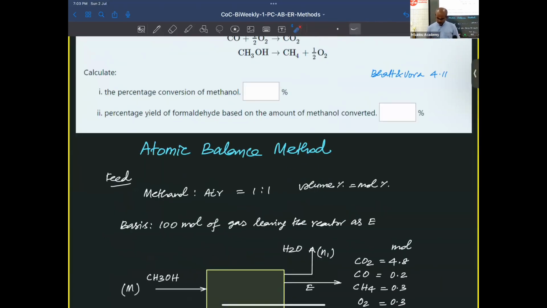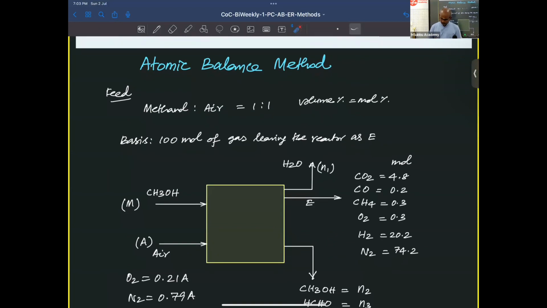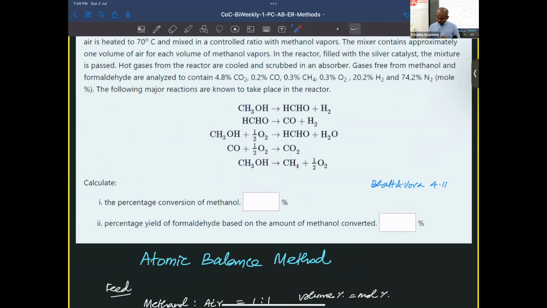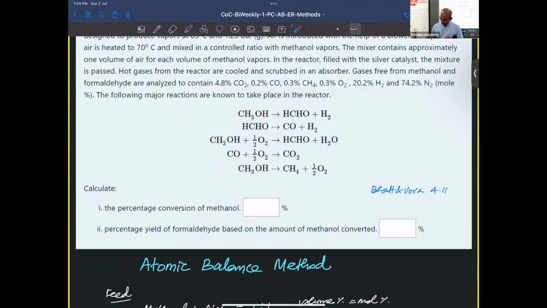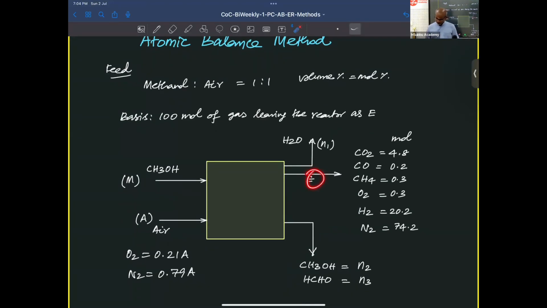So first, now let us solve by the atomic balance method, where the feed is methanol to air, 1:1, and there is a combustion. And let us take the basis. Normally the basis is to be chosen wherever you have complete, or nearly complete, information. We have the product gases. What is the non-condensable product gas? This composition is available, which we take as E. E refers to the exhaust.